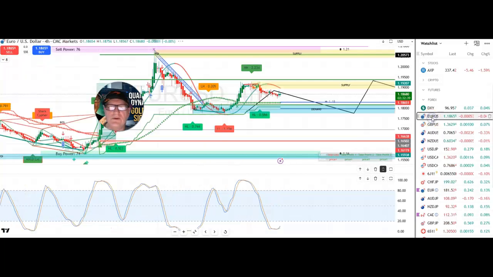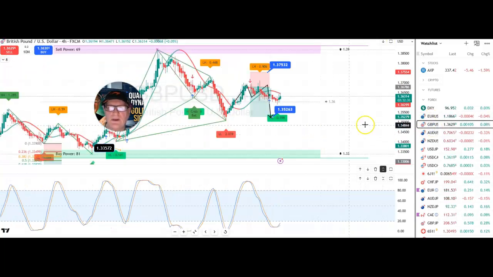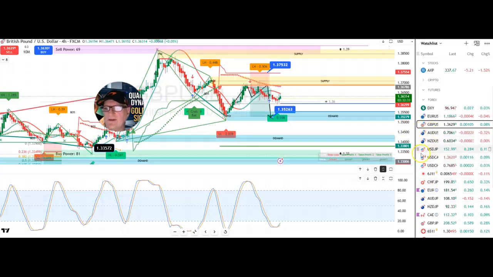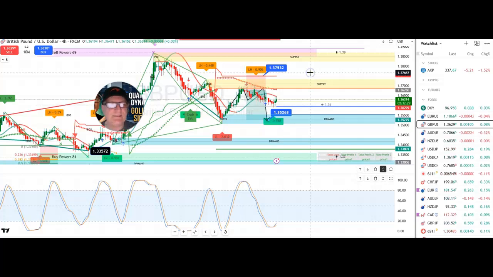And we can look at the euro dollar. We're waiting for the euro dollar to come down. We're waiting for the pound dollar to sort itself out, etc. So there's quite a bit going on, and nice setups, but nonetheless no volume in the market.